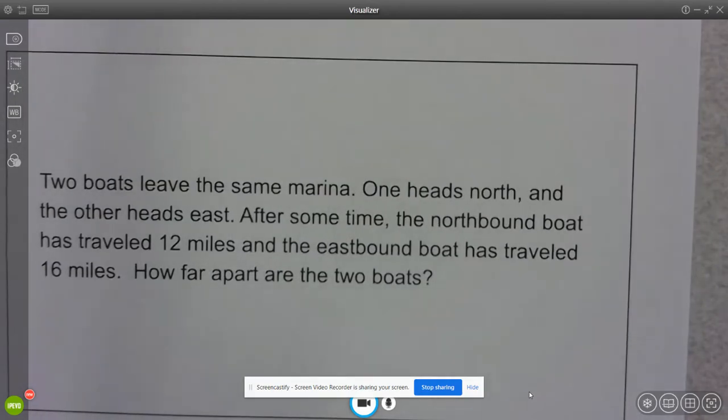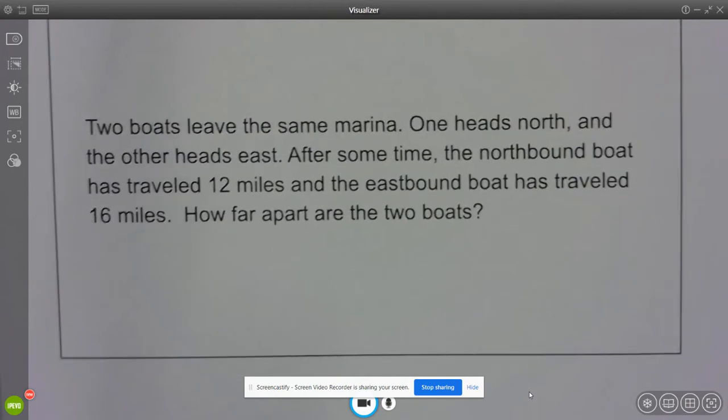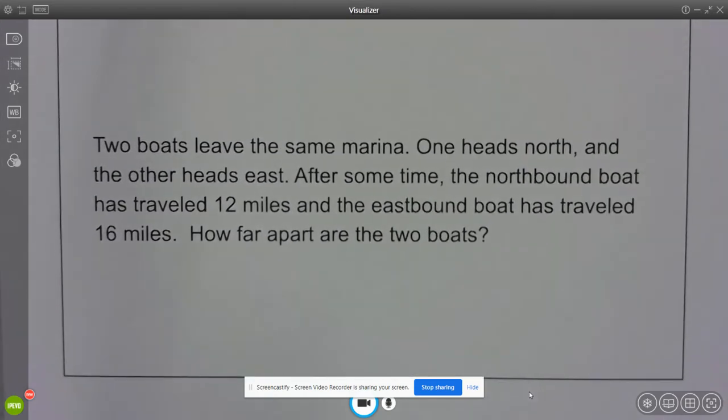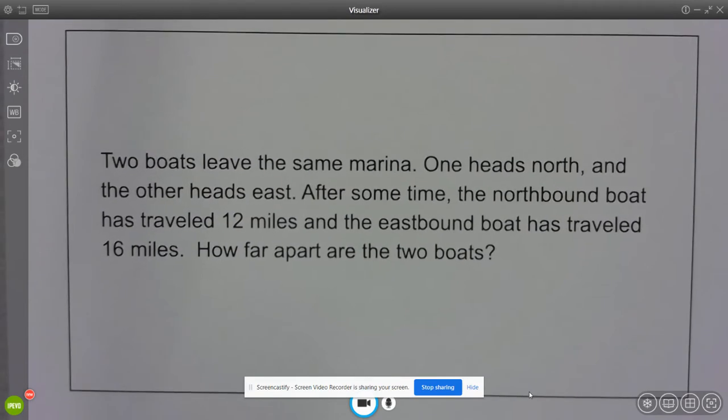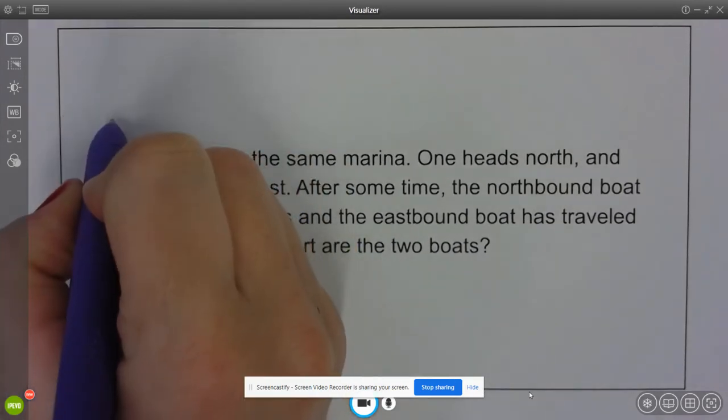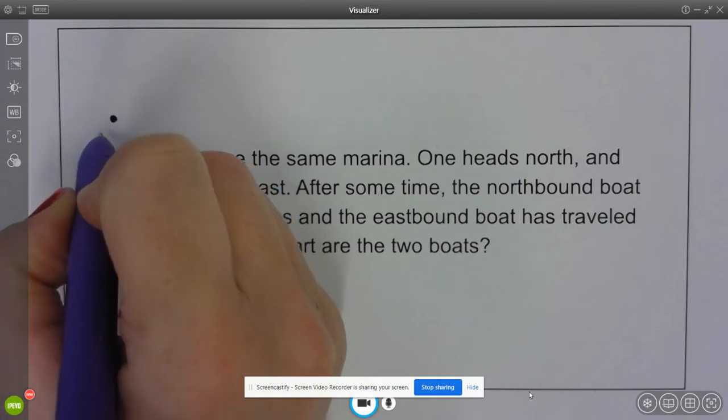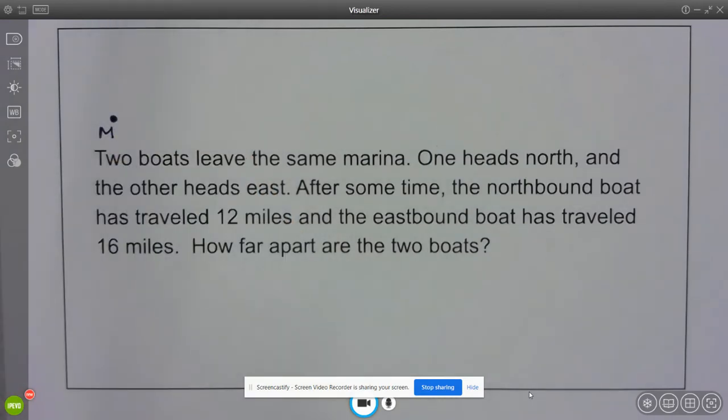So the next thing we're going to do is look at this problem with a boat. Two boats are leaving the same marina. Before I go any further, I'm going to start drawing a picture. Here is the marina, and I'm going to label that point M.